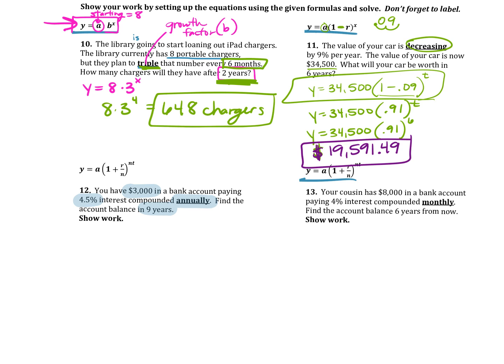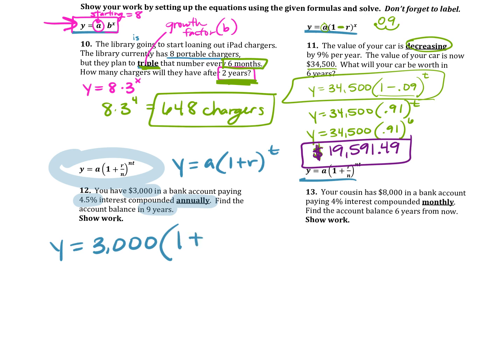So the beautiful thing about this is if it's annually, you actually don't have to use this one. It's the same as saying y equals a times 1 plus the rate to the t power, because you're just ditching the n's because your n's are 1. If you don't want to have to decide that, just plug it in and plug in ones, okay? So if we set this up, y equals, what is a? 3,000, your starting amount, times 1 plus, what's your r? 0.045. You need to move it 2 decimal places back.